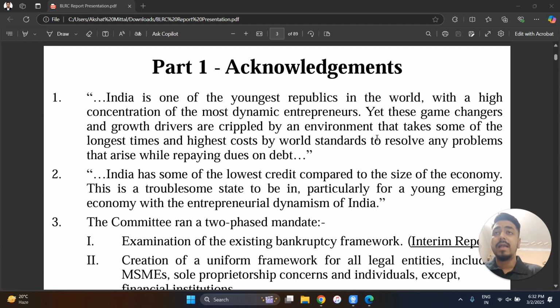And in the second para, this committee report highlights that India is having some of the lowest credit compared to the size of the economy of India. And the committee highlights that this is a call for change because the availability of the credit in the market is a must, especially for the young entrepreneurs who are now coming up with all the latest ideas, all the innovative ideas, but are short of funds to run a business. Therefore, the ultimate ambition of this committee was to address the problems of the previous insolvency and bankruptcy framework and to propose a code which will be beneficial to all the young entrepreneurs and to create a market where the resolution of an insolvent or a bankrupt entity is swift and efficacious.